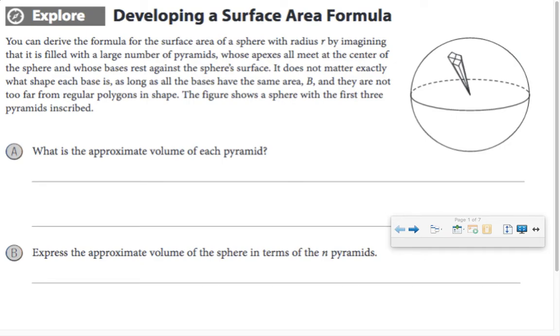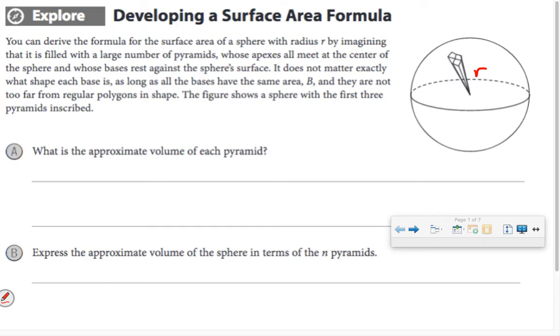In this lesson, we're looking at developing a formula for the surface area of a sphere. In order to do that, we're starting with volume and working away from volume into surface area, and I'll clarify what I mean by that. We're considering the volume of the sphere to be made up of the volume of a whole lot of very small pyramids inside this sphere. The pyramids all have a height equivalent to the radius of the sphere, and the bases of the pyramids are all parts of the surface of the sphere.